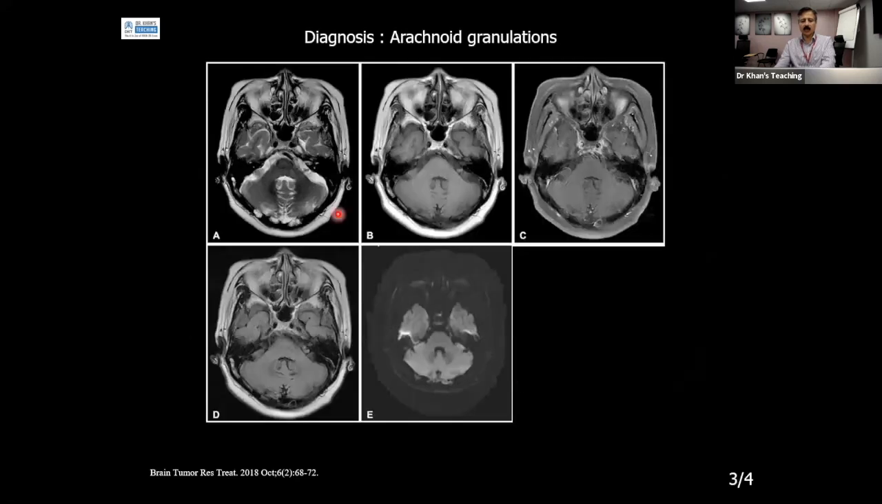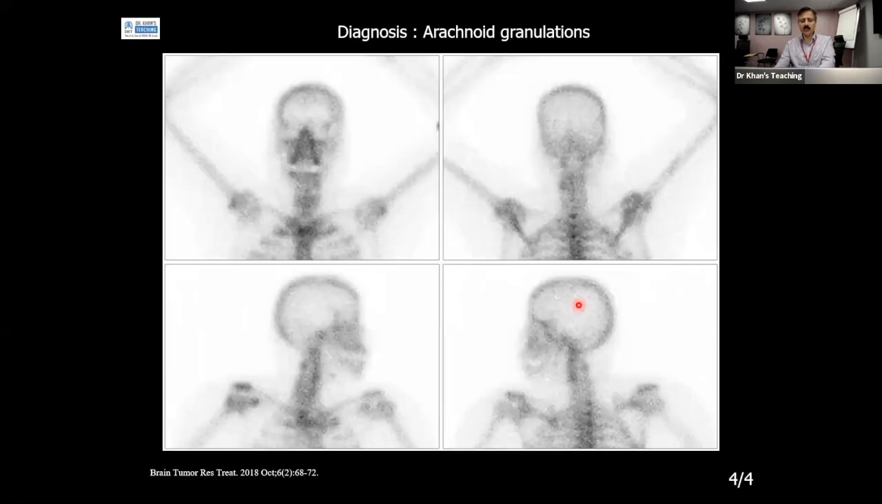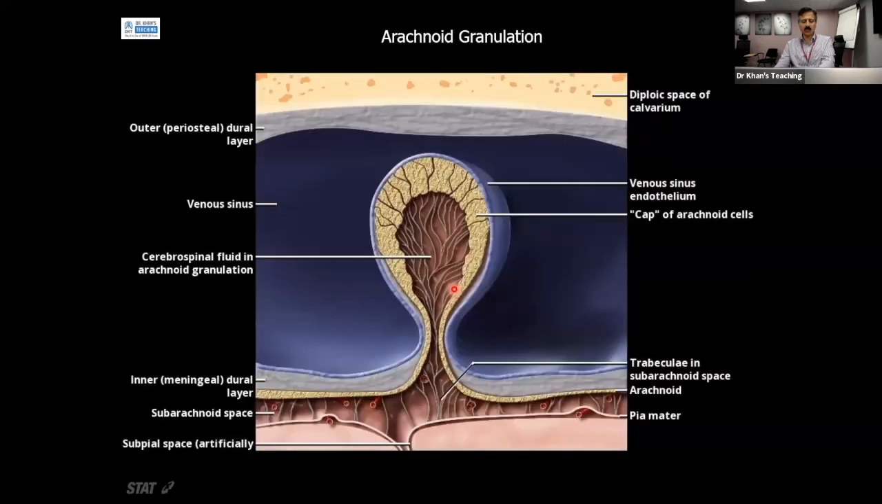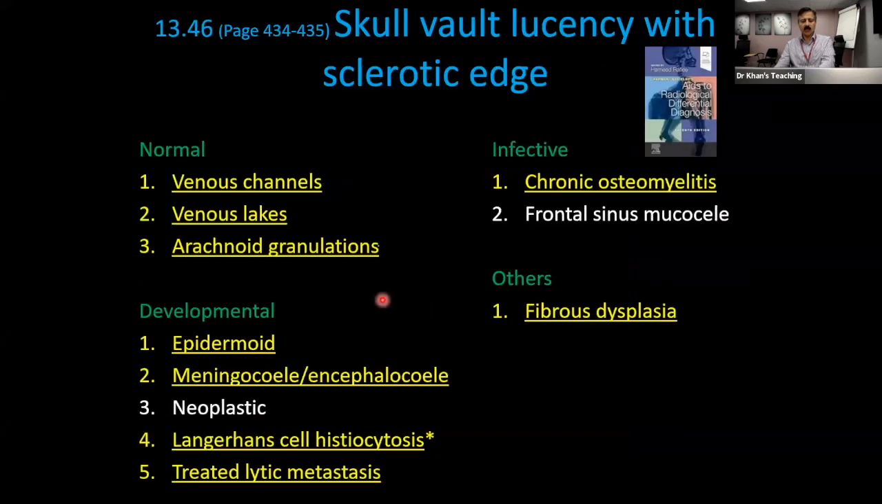Look at this MR, and you can see a bit of CSF inside. So nothing to worry about. These are arachnoid granulations of no concern. This is a case report from literature, and they also did a bone scan. There was no need of a bone scan, by the way, because even on a CT, it was black and white diagnosis, arachnoid granulation. And this is from your Chapman, skull vault lucency with sclerotic edge.